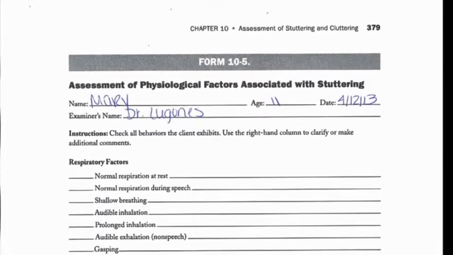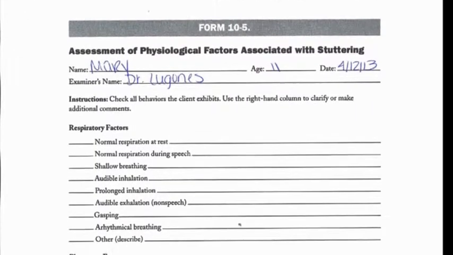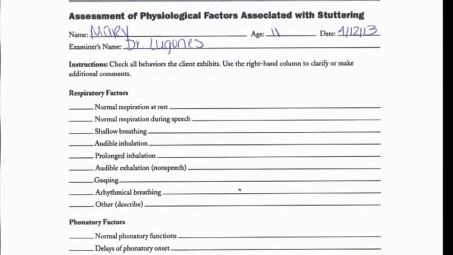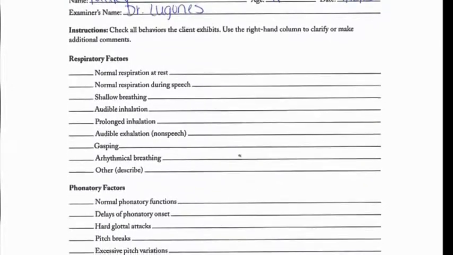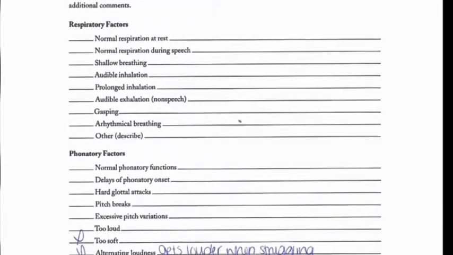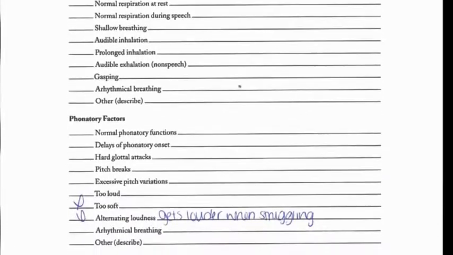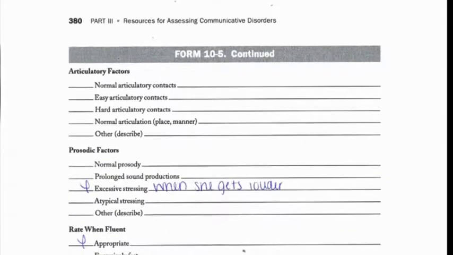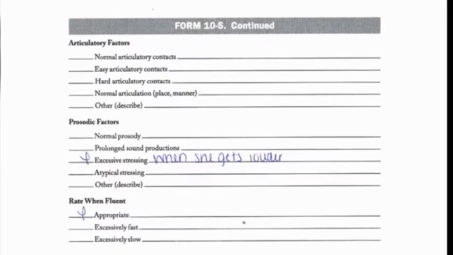Form 10-5. The assessment of physiological factors associated with stuttering is a checklist where the clinician must check all behaviors that the client exhibits in terms of respiration, phonation, articulation, prosody, and rate when fluent.